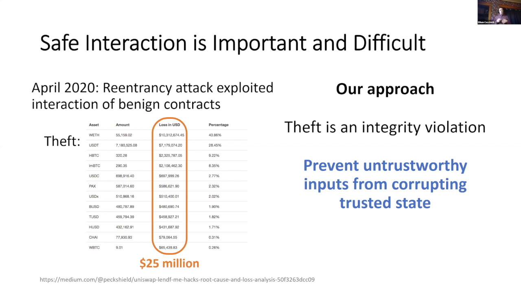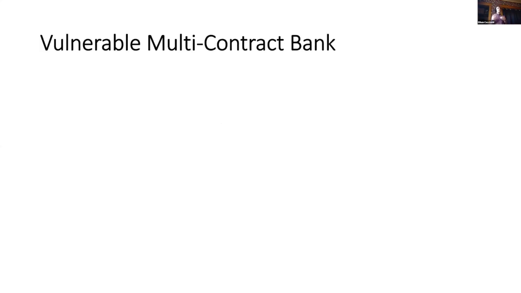And to see an example of this that's a little easier to understand than what happened with Uniswap, we're going to look at a multi-contract bank. So this is somewhat similar to Uniswap in that it's got multiple contracts that need to trust each other and are interacting, but it's a bit simpler to explain.